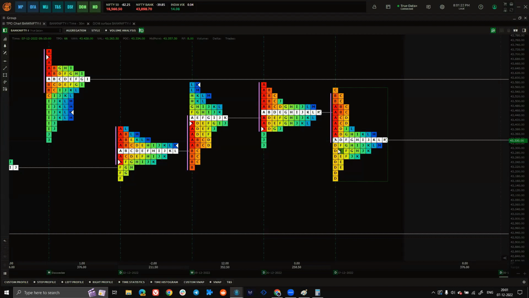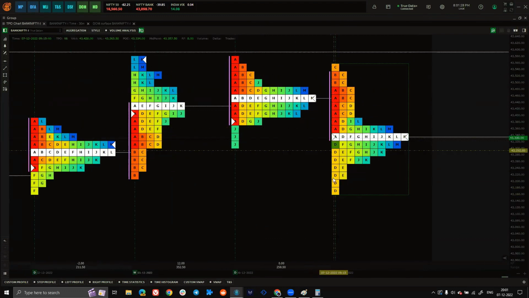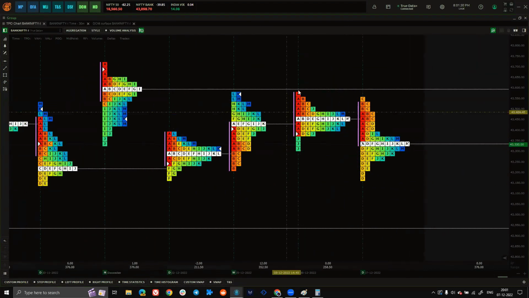Okay. How to calculate IB? IB, you don't need to calculate, Manoj Yadav ji. IB is visible here in this pink line. So you don't need to calculate. And if you want to calculate, you just take the low. Here it's 43,369. And here it is 43,580 roughly. So from that, you get the IB.